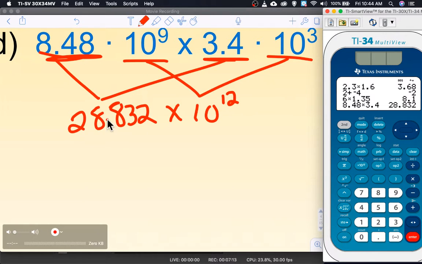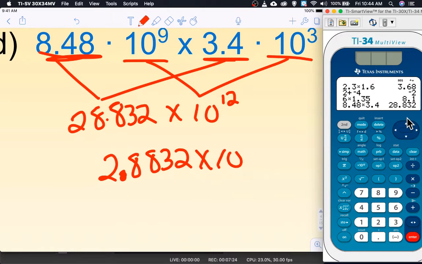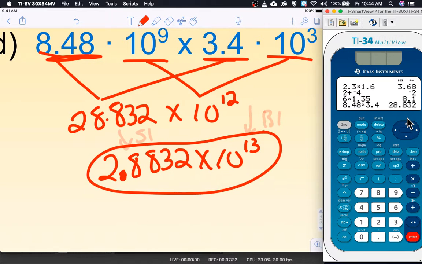My decimal piece out front is too big. It needs to be a 2.8. So I just need to rewrite this as 2.8832 times 10 to the smaller by 1, bigger by 1, 13th power. And we're done.